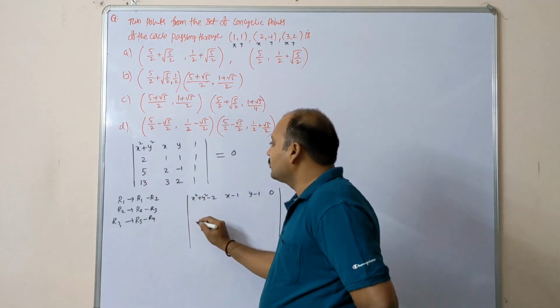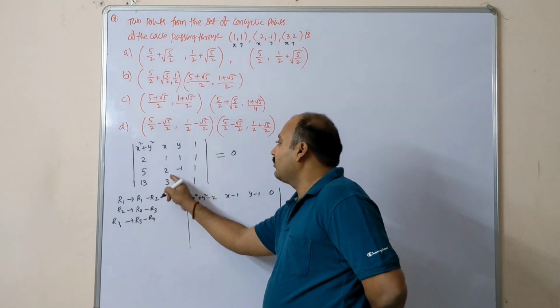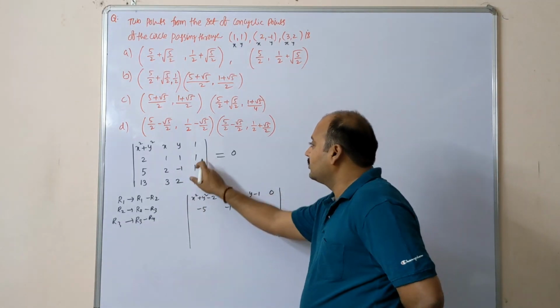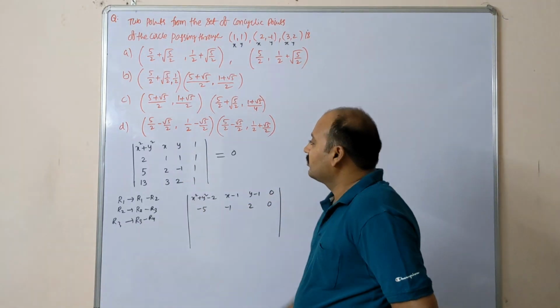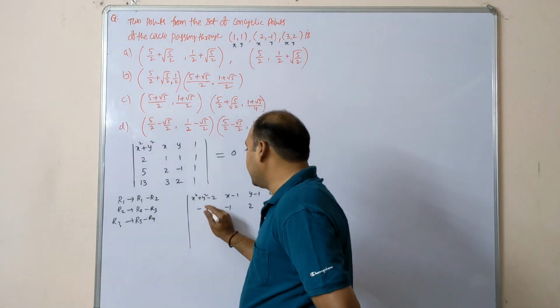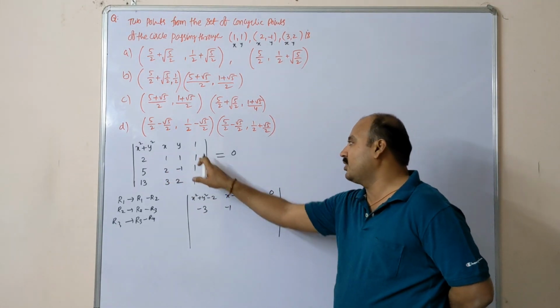So R2 tends to R2 minus R3: 2 minus 5, 1 minus 2, 1 minus of minus 1, 1 minus 1, 0. So 2 minus 5 is minus 3 now. 1 minus 2, minus 1. 1 minus of minus 1 plus 2, 1 minus 1, 0.